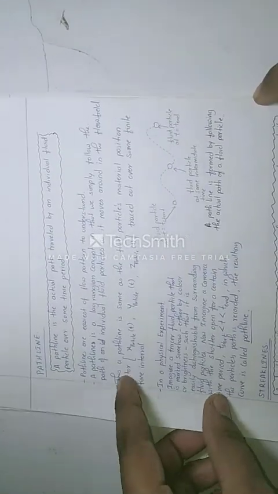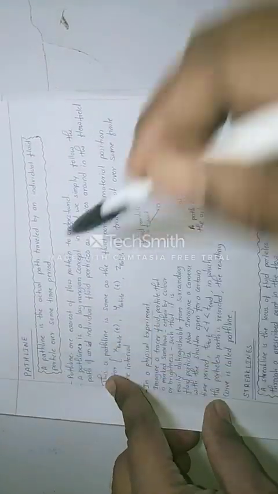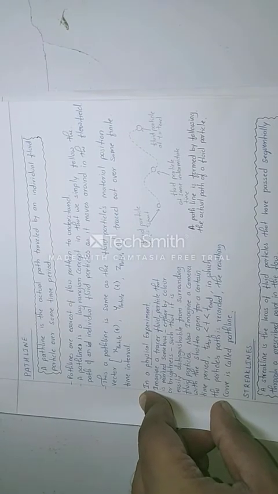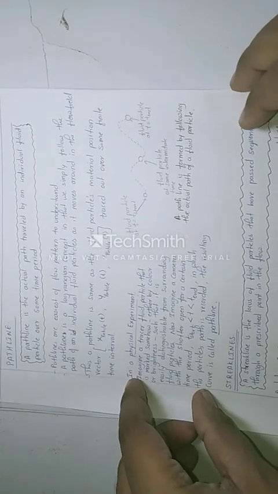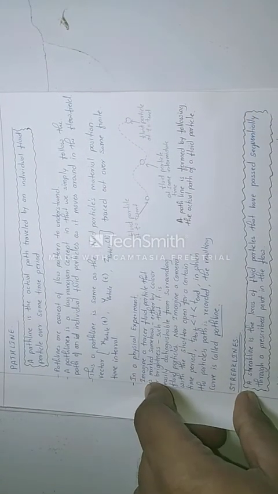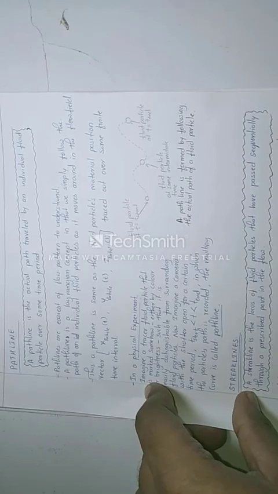The next one is the path line. So what is a path line? A path line is the actual path traveled by an individual fluid particle over some time period. If you observe one fluid particle and keep observing as it moves, then the path traveled by that fluid particle we call a path line.